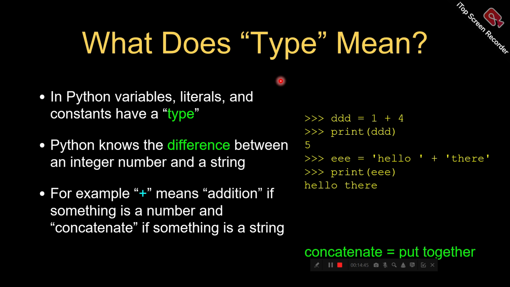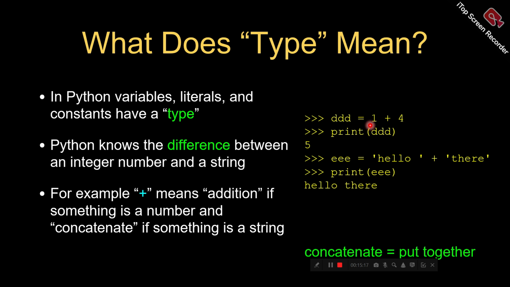So now we'll see what type means. Type is basically what particular type your variable is. Type is also one of the functions we use to find out whether your variable is an integer or a string. So over here, we have one variable ddd equals 1 plus 4. Now we'll print it, and we'll get the value 5.